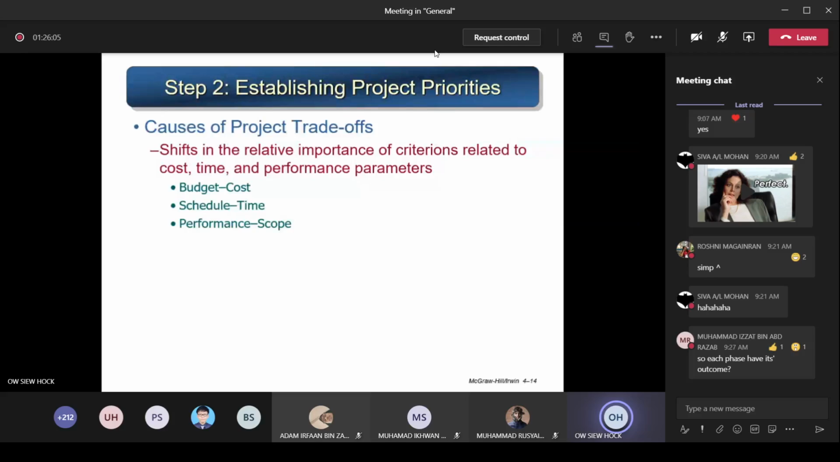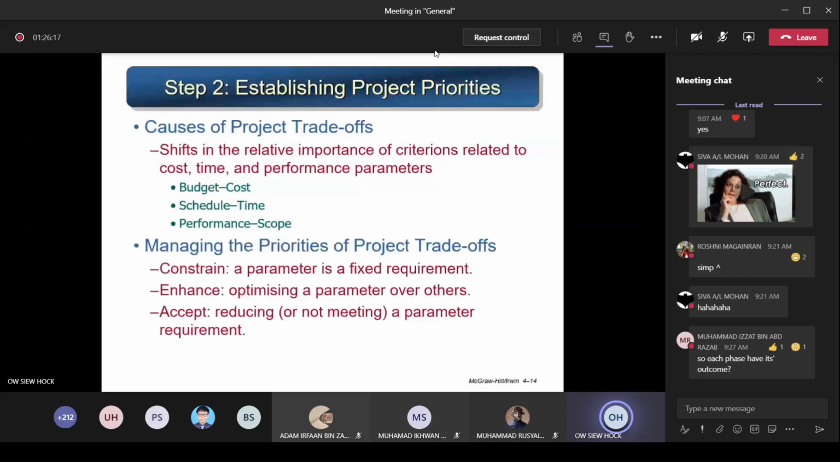So these three things, there's a trade-off. That means you have to compromise. I want something good, then I have to sacrifice the other one. So that's the term called trade-off. So you have to do this in order to achieve the objective and the quality that you set for your project. So now, managing the priorities of project trade-offs. You have to decide, out of these three things, the budget, the schedule, and the performance, whether they are put under constraint, enhance, or accept.